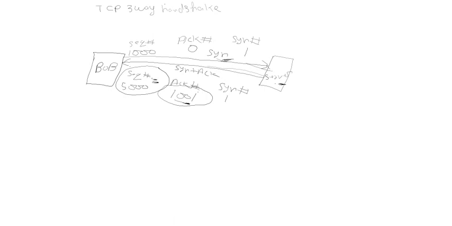In the third step, Bob replies with the ACK or acknowledgement message. In the ACK, there are the same three values as in the SYN or SYN ACK: the sequence number, the acknowledgement number, and the SYN flag.